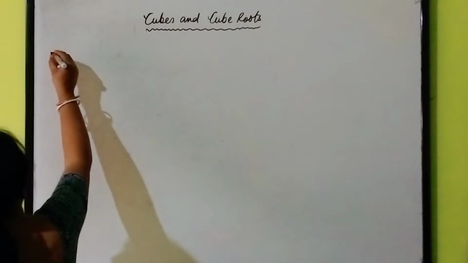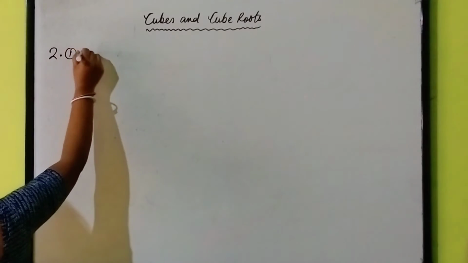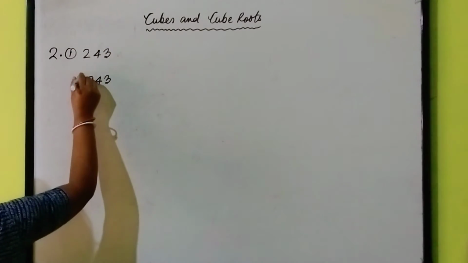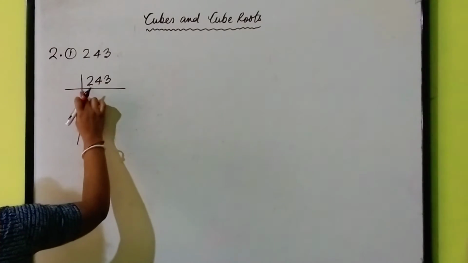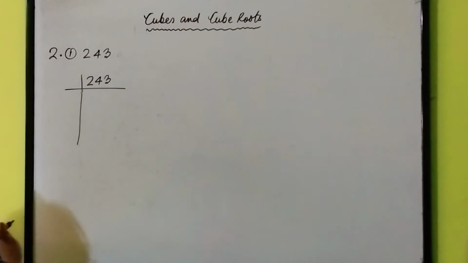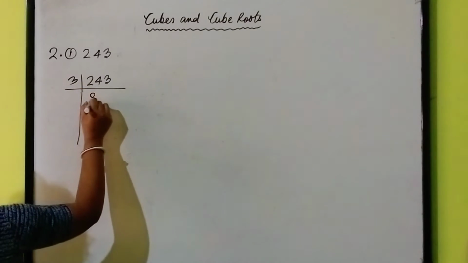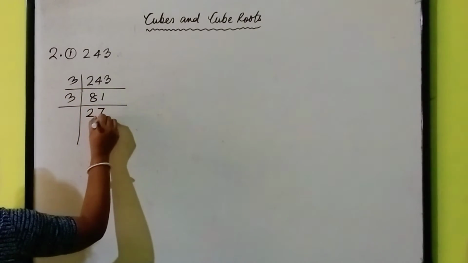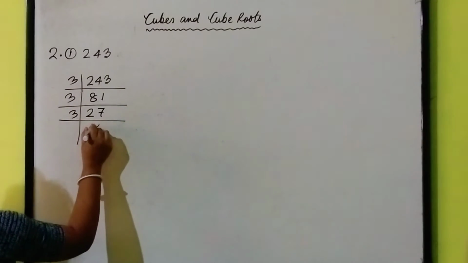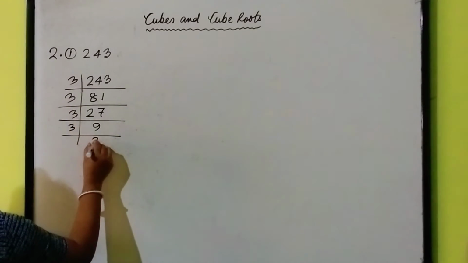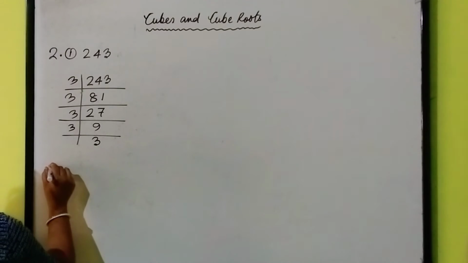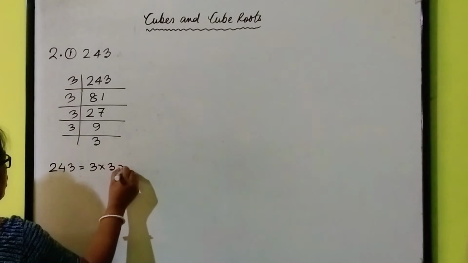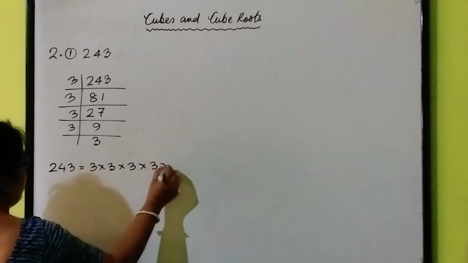Question number 2, part 1: 243. Let us factorize it first of all. 243 is not divisible by 2. Let us do it by 3. 3 8s are 24, 3 1s are 3, 3 2s are 6, remainder 2, 3 7s are 21, 3 9s are 27, 3 3s are 9. So we can write 243 is equal to 3 into 3 into 3 into 3 into 3.